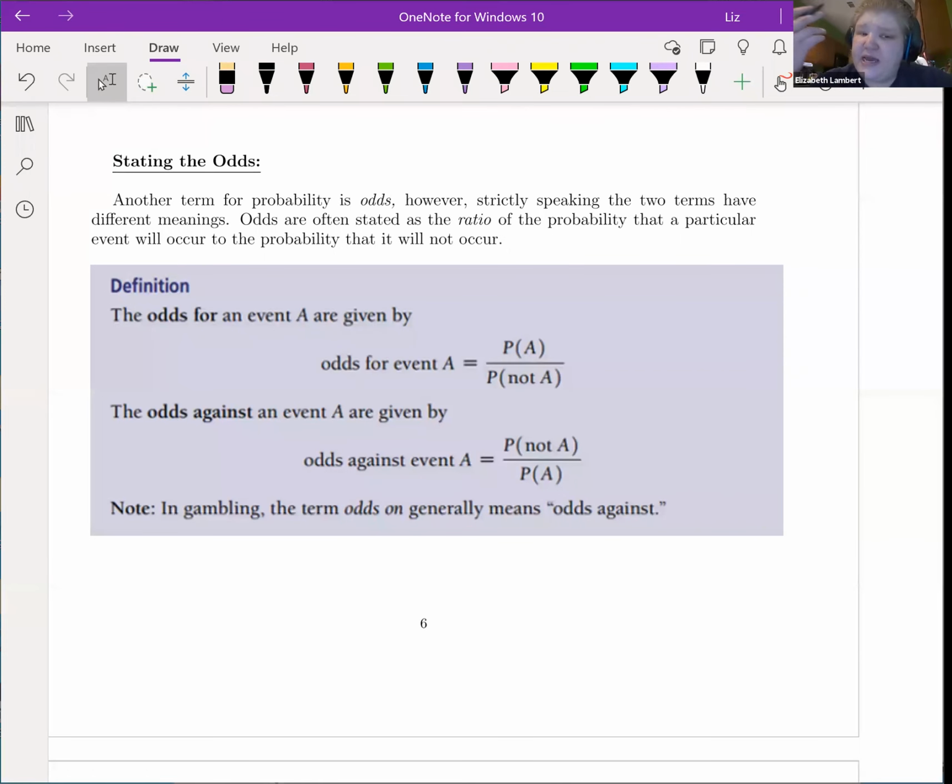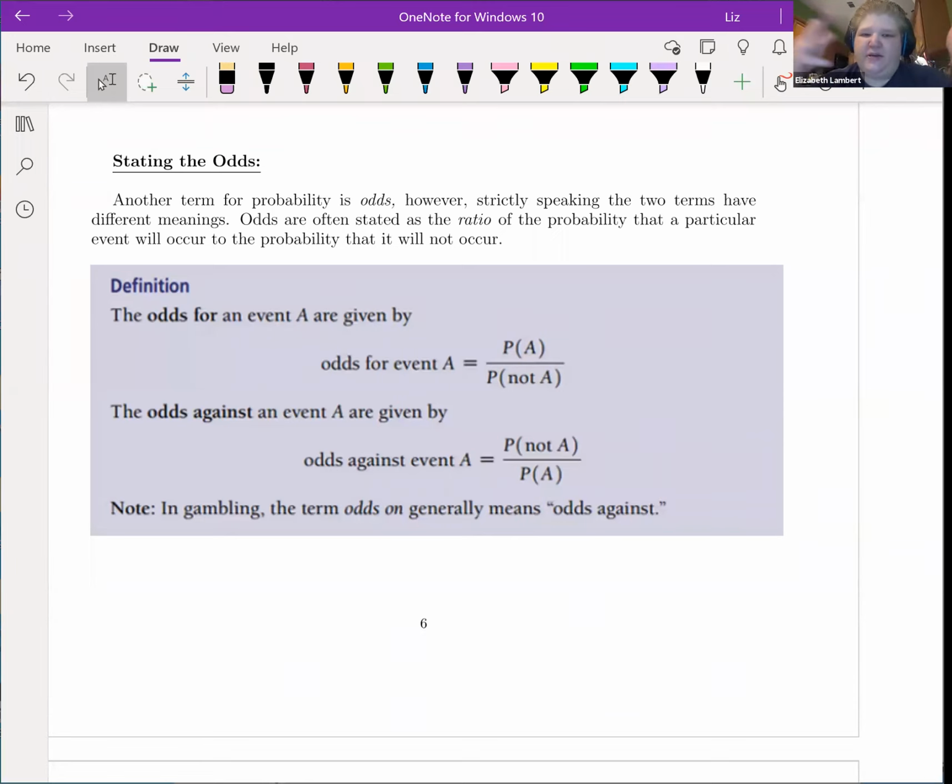And now we have the odds. Another term for probability is odds. However, strictly speaking, the two terms have different meanings. Odds are often stated as the ratio of the probability that a particular event will occur to the probability that it will not occur. So they take those two probabilities and then reduce it and usually report it as this to that.